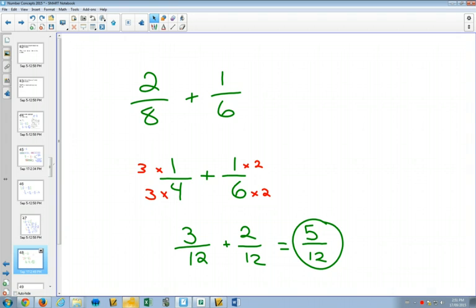Yes? What if you did the process right, but you got the wrong answer? Then how much marks would you get? It depends. If your process is right and the mistake that you make is a simple mistake, like for example, 3 plus 2 is 4, that would be something that I would say, come on, I know you know that 3 plus 2 is 5. You just made a silly mistake.